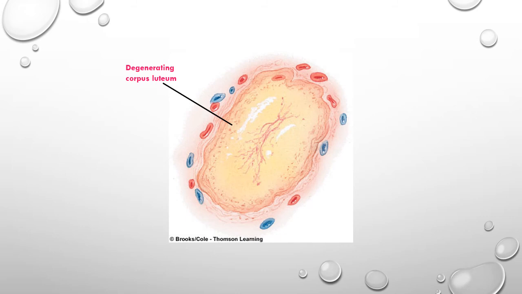So here we have a corpus luteum that's degenerating. It's essentially decreasing. This is becoming less and less functional as far as the cells that are inside there, and that is decreasing the amount of production of estrogen and progesterone. So our estrogen and our progesterone are decreasing, and that's going to lead to an increase in FSH and LH.